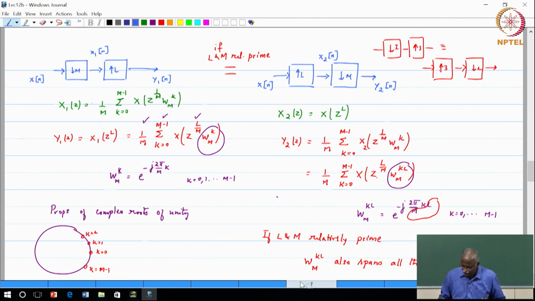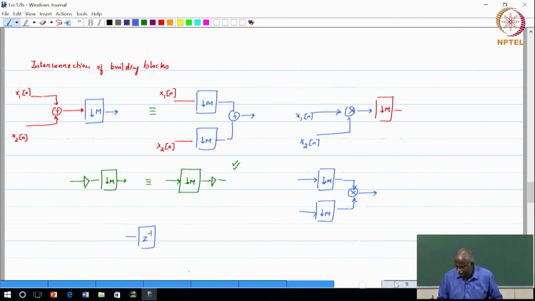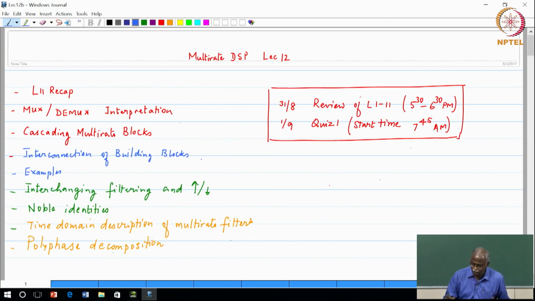So, I believe we have already looked at the interchanging of operations and the interconnection of blocks. If you go back, we have pretty much come up to this stage. We looked at a couple of examples. Now, when you introduce delays in combination with multipliers and adders, what do you get? A filter: delays, multipliers and adders. So, when you have filtering and either upsampling or downsampling, under what conditions am I permitted to change the order, and how do I make the computations efficient?